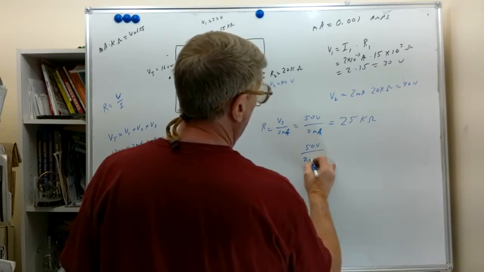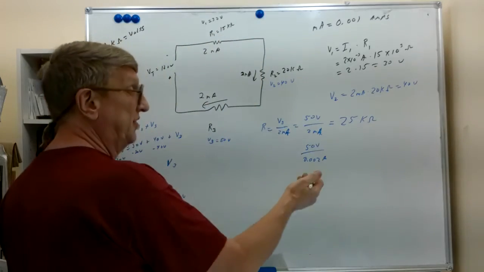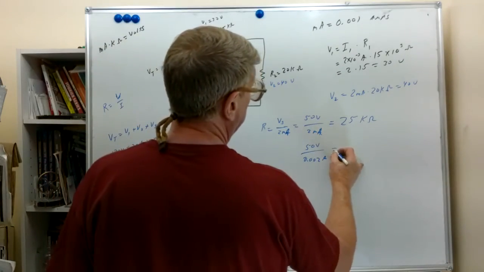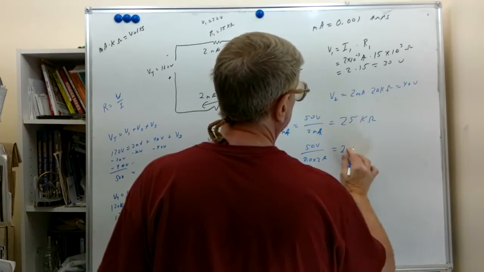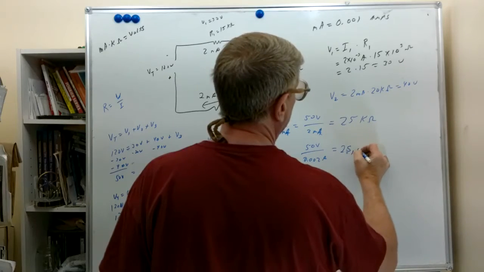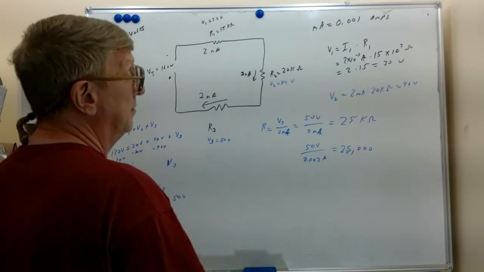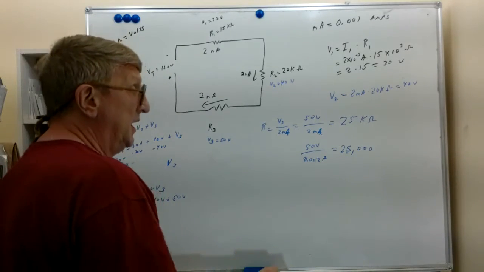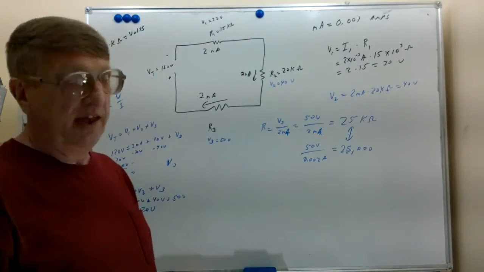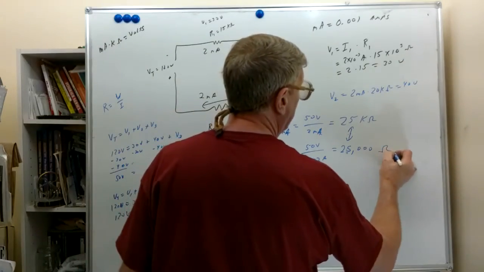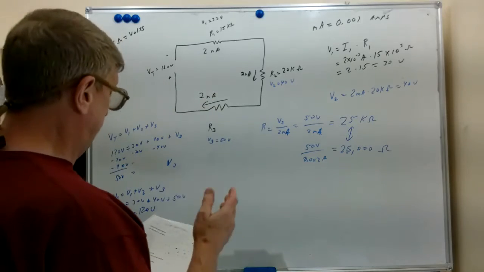Now if you didn't like doing it that way, you could say 50 volts divided by 0.002 amps, which is what 2 milliamps is represented as in amps, and you would get 25,000 ohms. But 25,000 ohms and 25 K ohms are two ways of representing the same resistance. So we found R3 in that fashion.